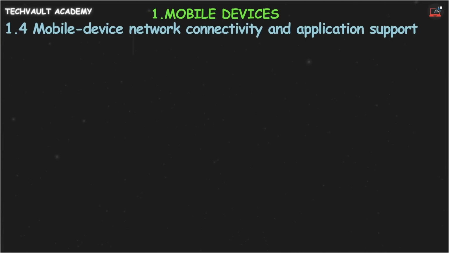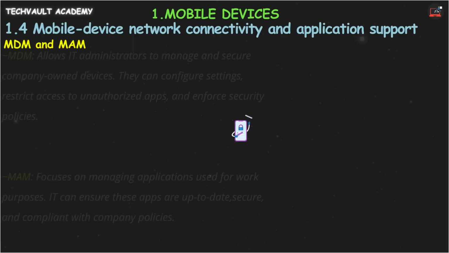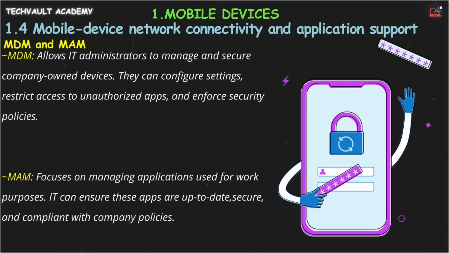Mobile device management, MDM, and mobile application management, MAM. These might sound complicated, but they simplify things for businesses. MDM allows IT administrators to manage and secure company-owned devices. They can configure settings, restrict access to unauthorized apps, and enforce security policies. MAM focuses on managing applications used for work purposes. It can ensure these apps are up to date, secure, and compliant with company policies.